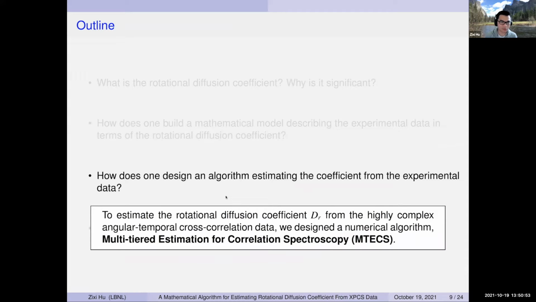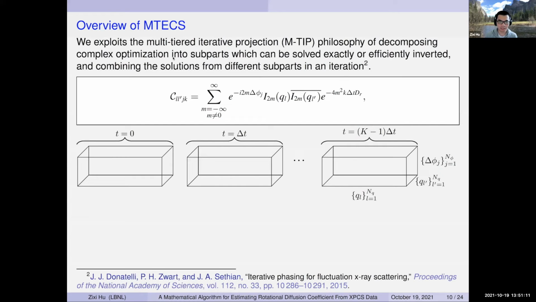Well, to estimate the coefficient Dr from the highly complex angular temporal cross-correlation data, we design a numerical algorithm named multi-tiered estimation for correlation spectroscopy, MTECS. To develop this algorithm, we explore the multi-tiered MTIP philosophy of decomposing complex optimization into subparts, which can be solved exactly or efficiently inverted, and then combining the solutions from different subparts in an iteration. More specifically, we first construct a series of operators to break up the cross-correlation into small pieces.